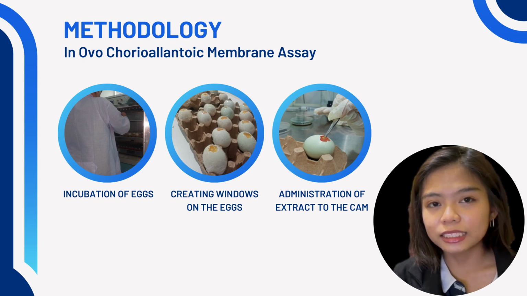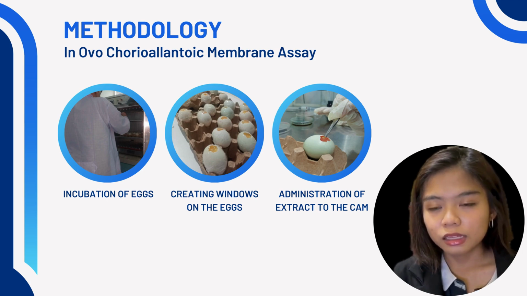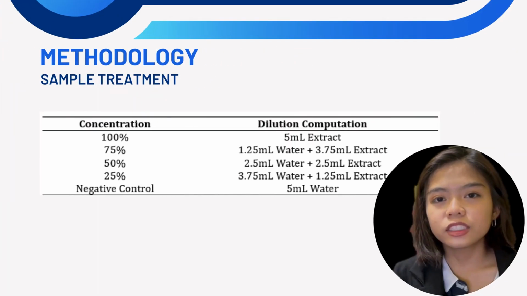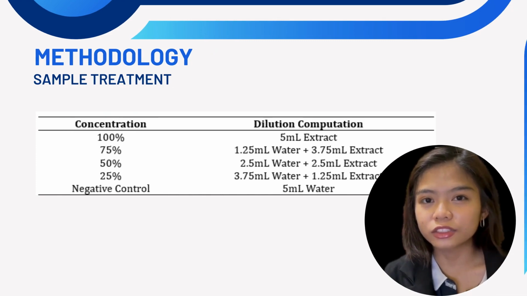After 3 days, the diluted extracts were placed in a petri dish where the filter paper disc was soaked. Subsequently, the disc was administered onto the CAM and incubated once again at 37 degrees Celsius. 5 treatment groups were developed, and the table here exhibits the dilution computation of the following concentrations.